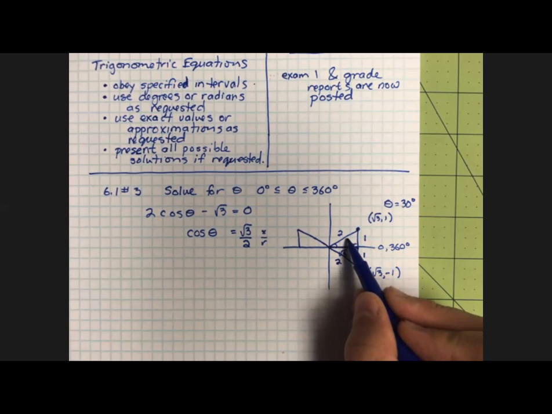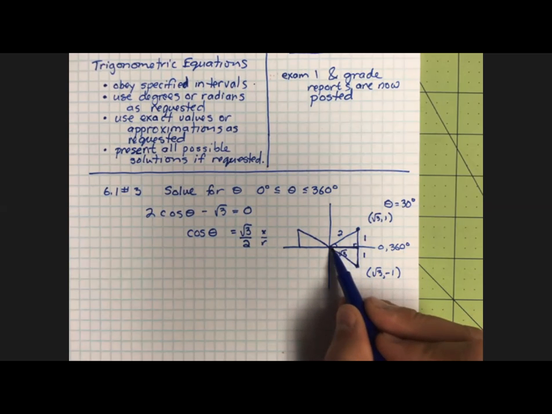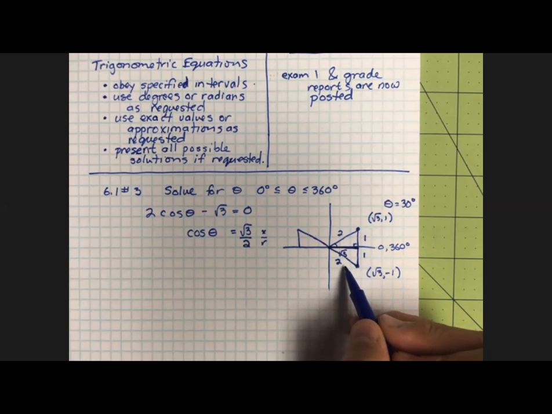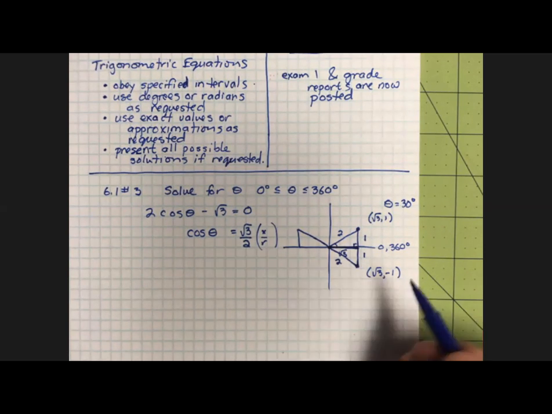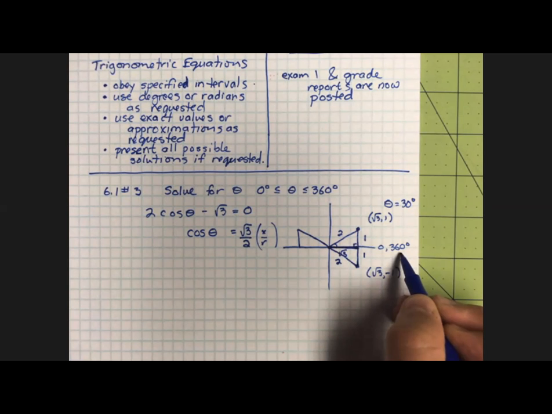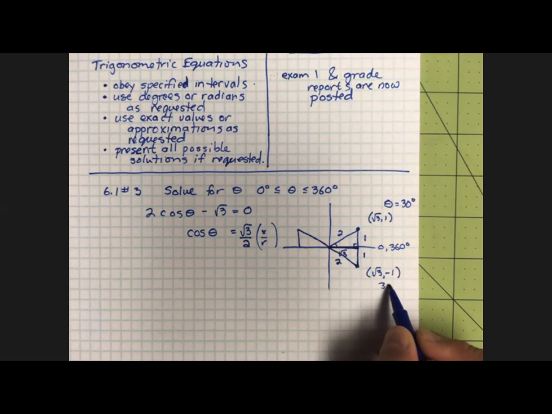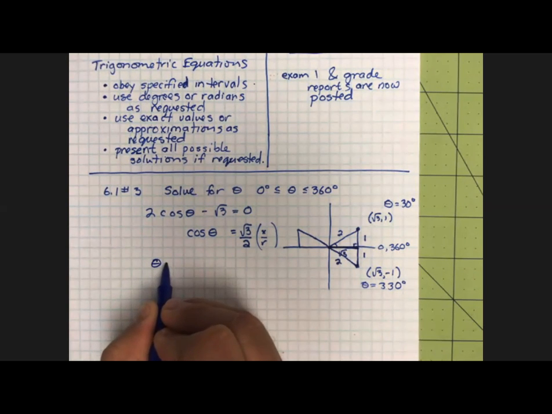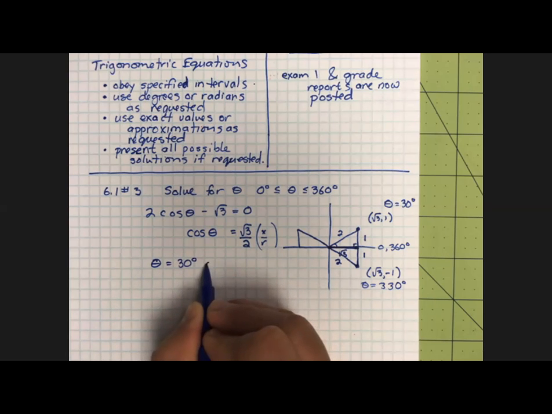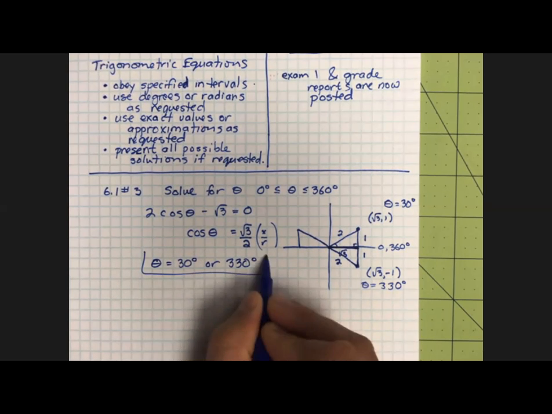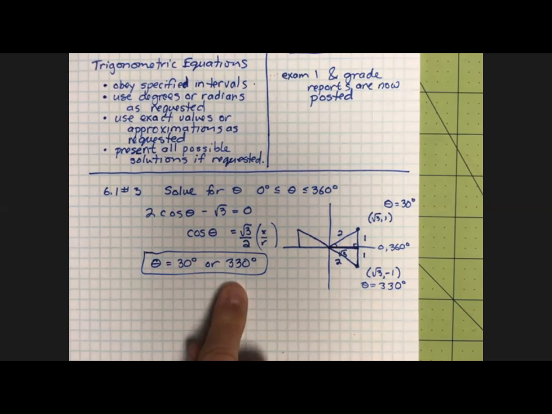So these two angles have the same cosine. Remember, cosine is adjacent over hypotenuse. And since these two angles have the same adjacent and the same hypotenuse, then they have the same adjacent over hypotenuse. This is 30 degrees. This is also 30 degrees, but 30 degrees shy of 360. So this is 330 degrees. So then that's how you present the answers. Theta equals 30 degrees or 330 degrees.